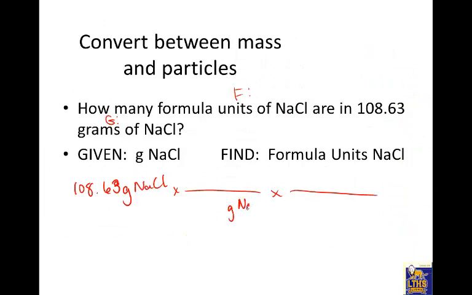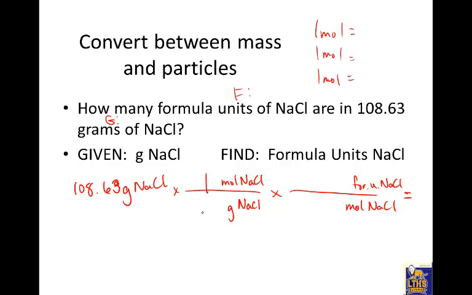Cancel out grams of sodium chloride to change it into moles of sodium chloride. Cancel out moles of sodium chloride to change it into formula units of sodium chloride. So what do I put here? According to our information, 1 mole equals the mass in grams from the periodic table. So I have to go get grams for Na and Cl, and that's 22.99 and 35.45. Then I add those together, and I get 58.44.